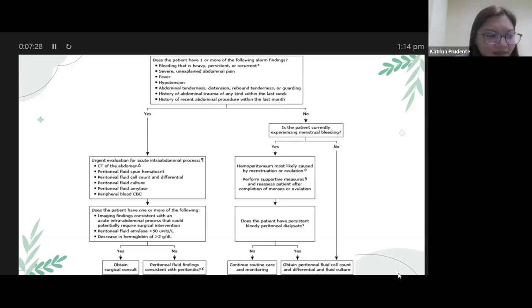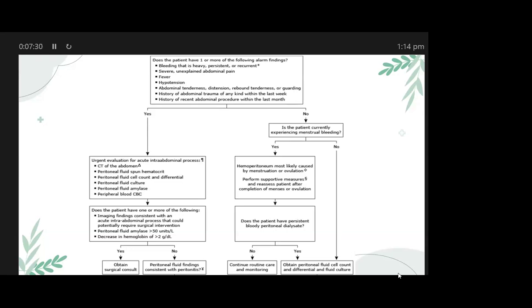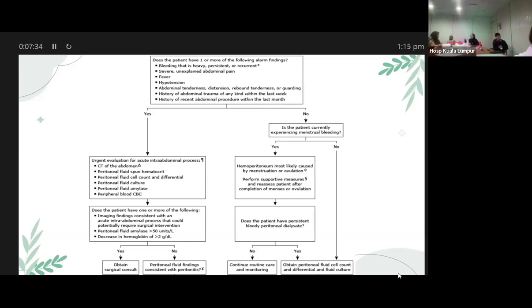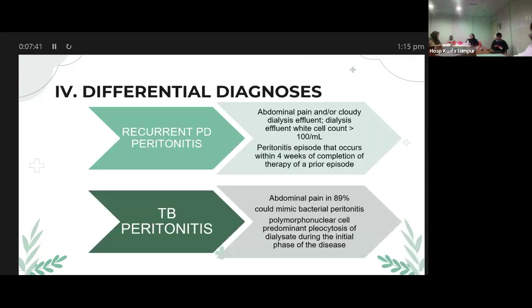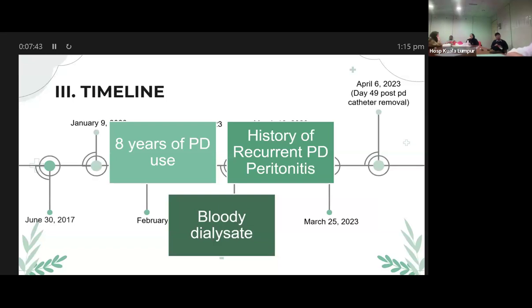Does anyone want to volunteer to list the problem and assess a little bit? Sorry, Katrina, maybe you could just go back one slide and then we ask people the approach to an investigation of a bloody dialysate. Yeah, okay, good.